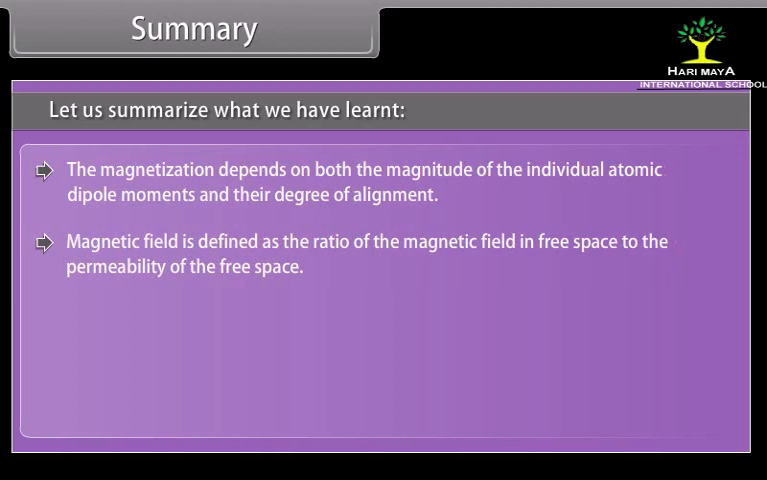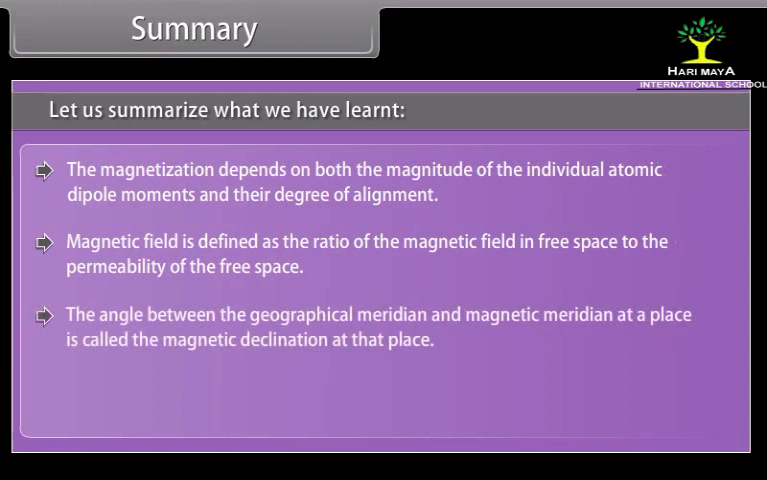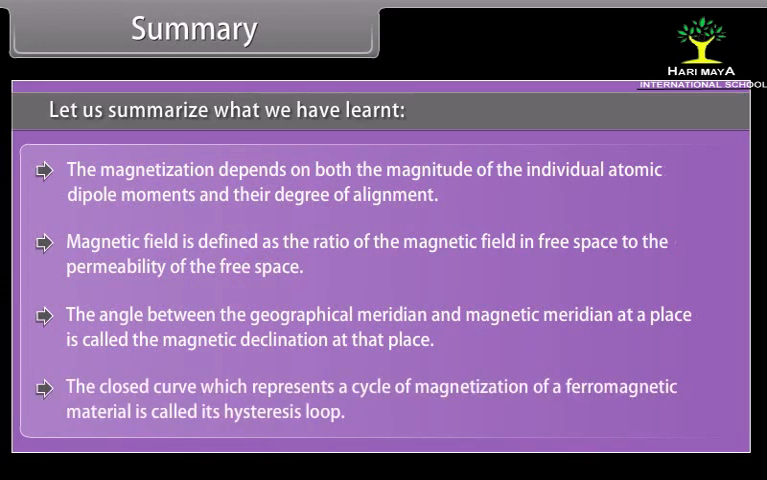Magnetic field is defined as the ratio of the magnetic field in free space to the permeability of free space. The angle between the geographical meridian and magnetic meridian at a place is called the magnetic declination at that place. The closed curve, which represents a cycle of magnetization of a ferromagnetic material, is called its hysteresis loop.